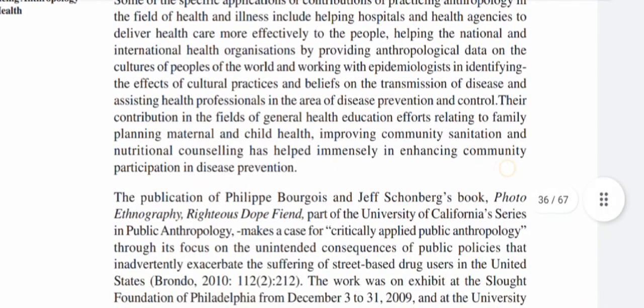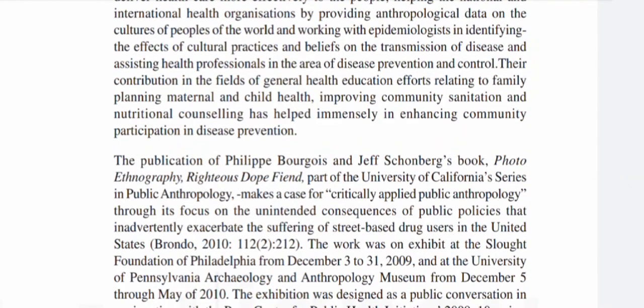The publication of Philippe Bourgois and Jeff Schonberg's book Righteous Dopefiend, part of the University of California series in Public Anthropology, makes a case for critically applied public anthropology through its focus on the unintended consequences of public policies that inadvertently exacerbate the suffering of street-based drug users in the United States.